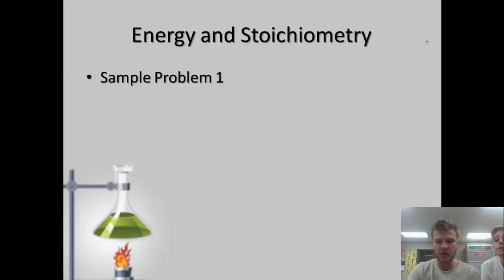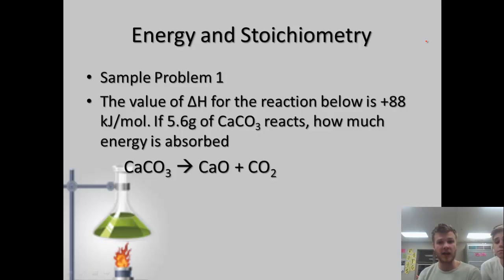Sample problem 1. This should go in your notes. The value of delta H for the reaction below is positive 88 kilojoules. If 5.6 grams of calcium carbonate reacts, how much energy is absorbed? Before we go any further, I want to see all of those words in your notes, because just having those equations isn't going to make much sense when you review. So let's figure out, what are we given in this problem?